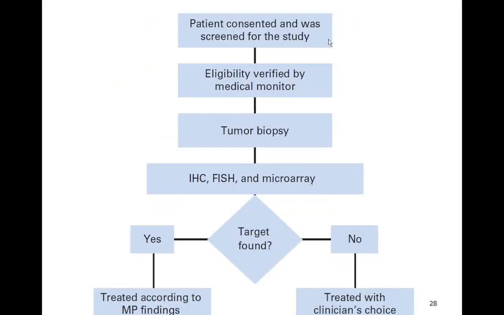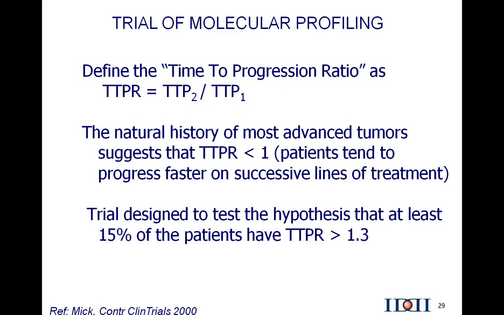So here is the schema of the trial. The patient is consented, the eligibility is verified, a tumor biopsy is taken, the molecular profiling is implemented, and then if a target is found, then the patient is treated accordingly. If a target is not found, then the patient is treated according to the clinician's choice.